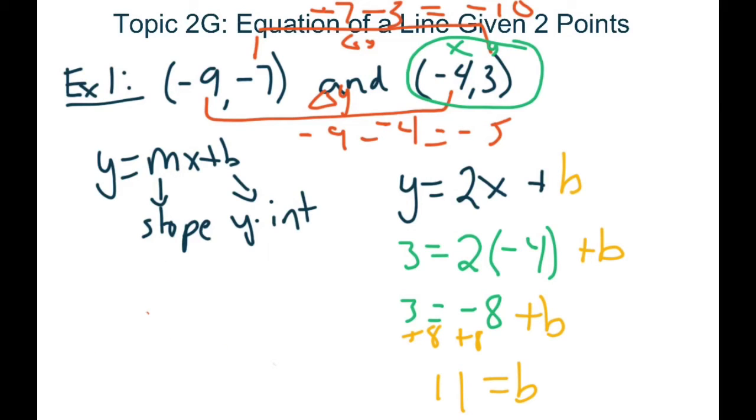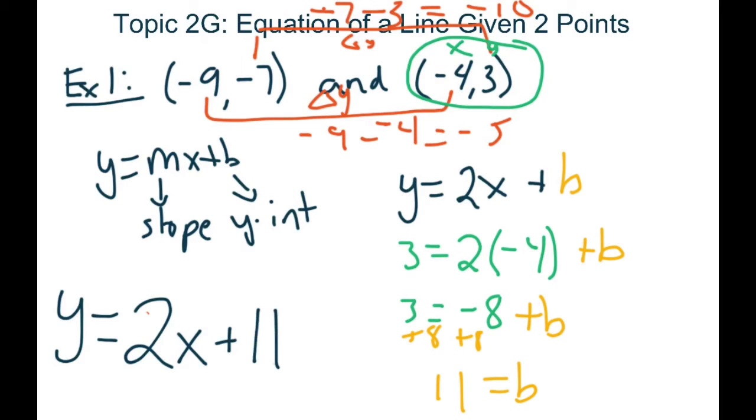So we're going to have y equals, that changes back to a y. Make sure you leave that as a y. Our slope we found was 2. So we're going to have 2, and then we're going to change it back to an x, because we need the variable x. And then our y-intercept, which is a plus 11.